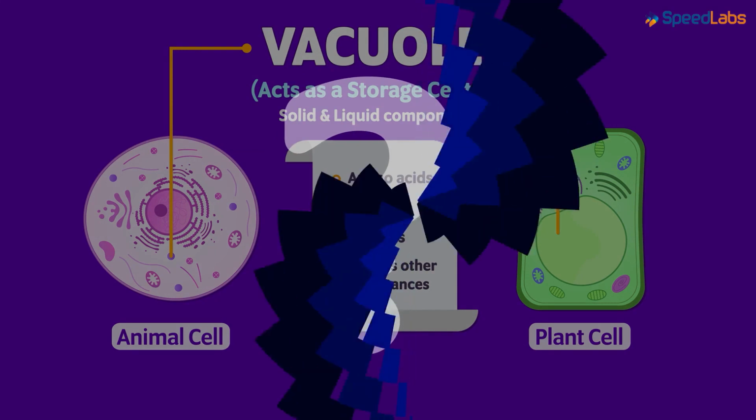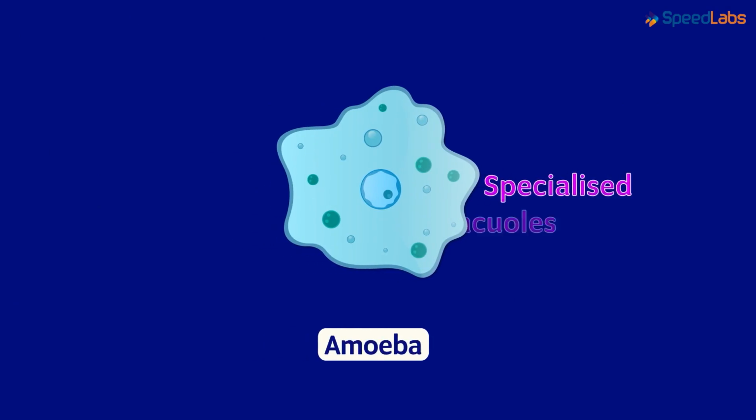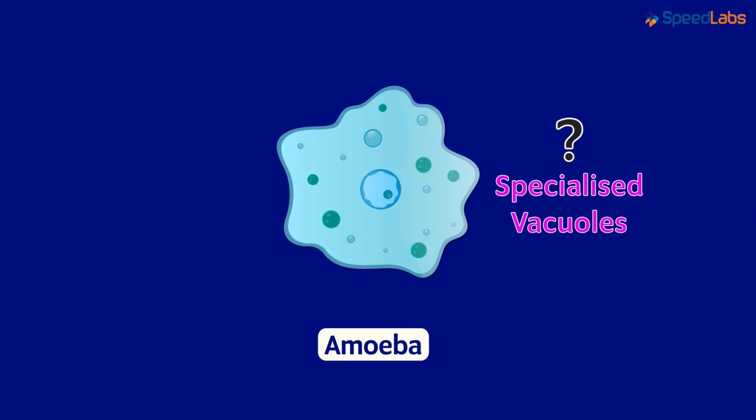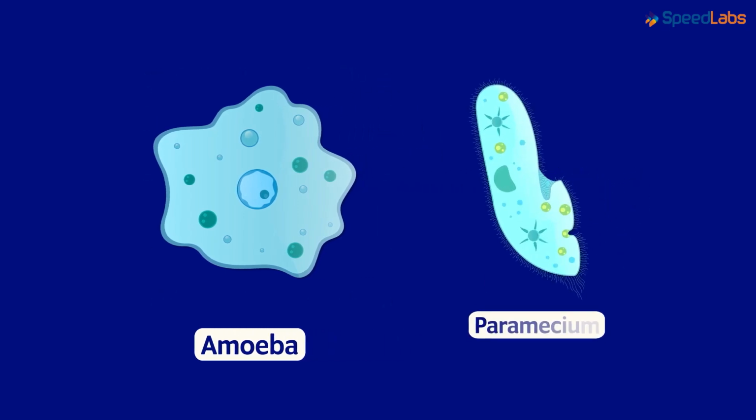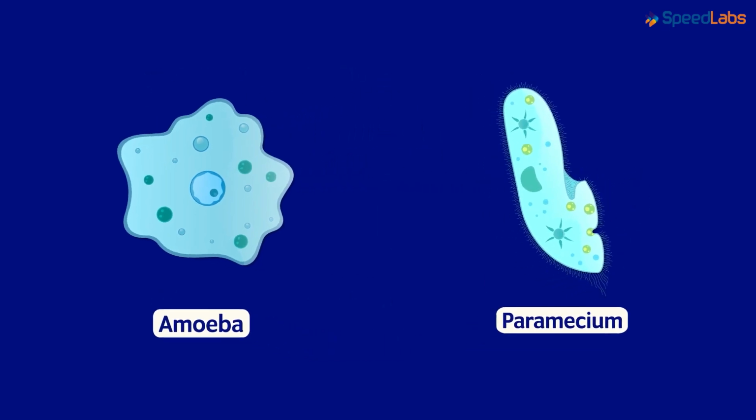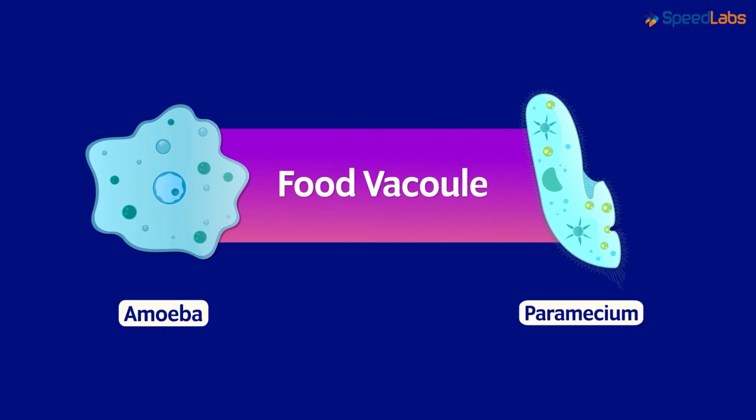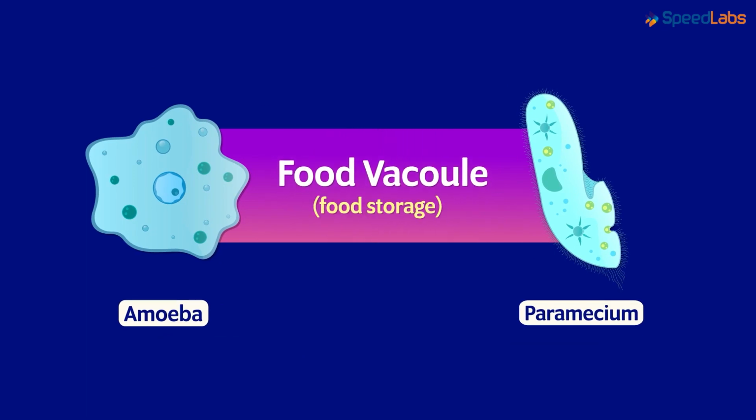Well, in certain cases of lower organisms like amoeba, there are specialized vacuoles as well. And what do these help in? These are instrumental in storage of food. Yes, you heard me right. Lower organisms like amoeba and paramecium have a specialized structure called the food vacuole, which helps in the food storage. These are the food vacuoles that I am referring to.